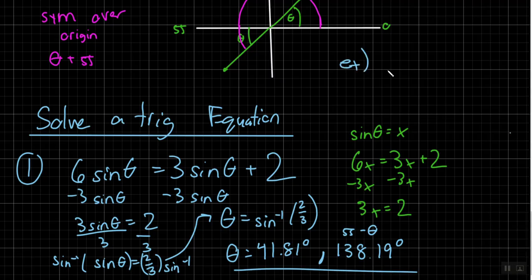Example. Let's do 0.25 cosine of theta plus 1 equals 1.5 cosine of theta. So solve it for all values.